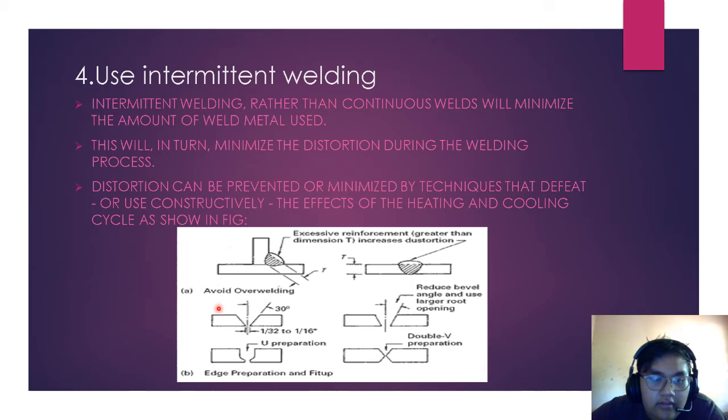Okay, number A is avoid overwelding. As you can see here, excessive reinforcement with the dimension T will increase the distortion. And B is edge preparation and fit up. You must make sure this is 30 degrees. This is 1/16. Then you need to do a U groove, and then you need to reduce the bevel angle and use a target root opening. And lastly, you need to use double V preparation.